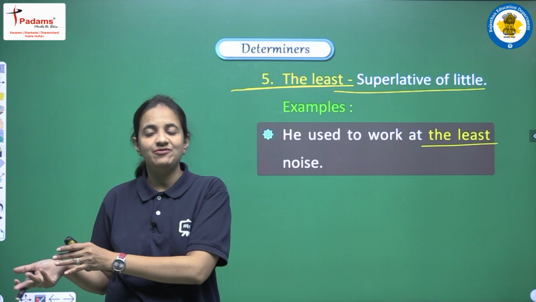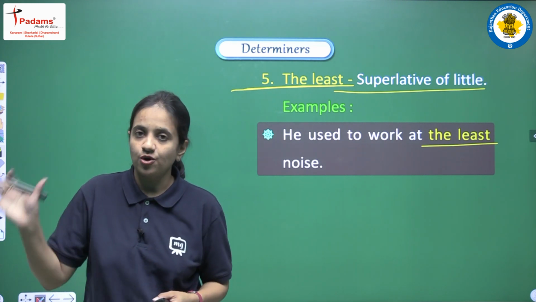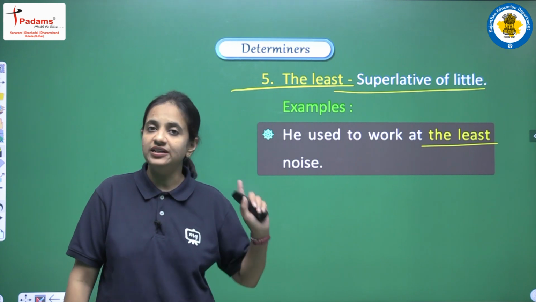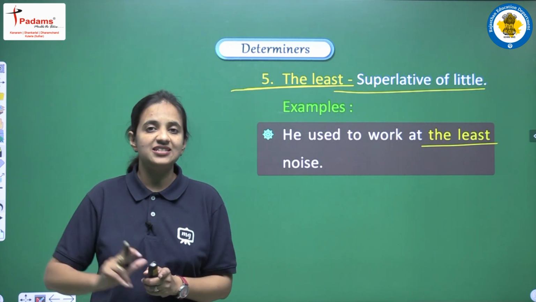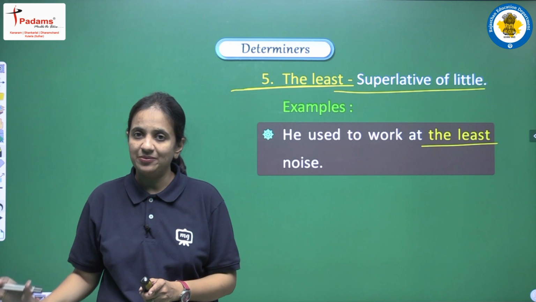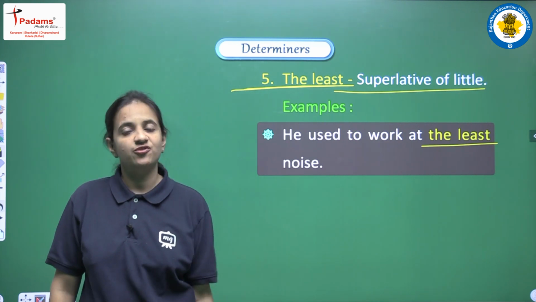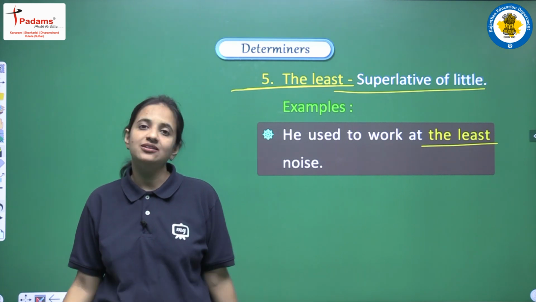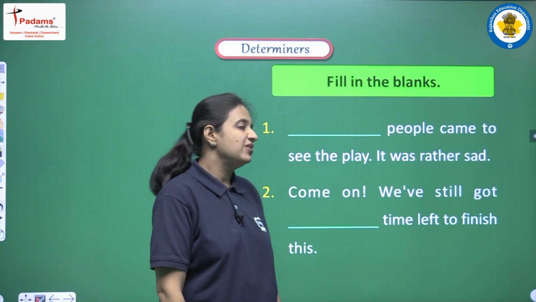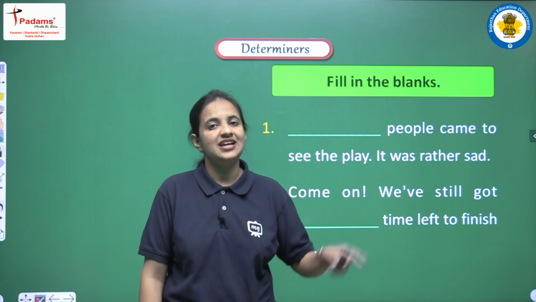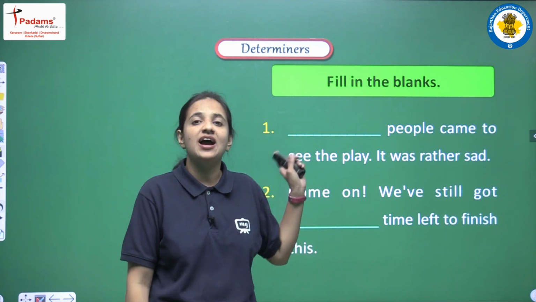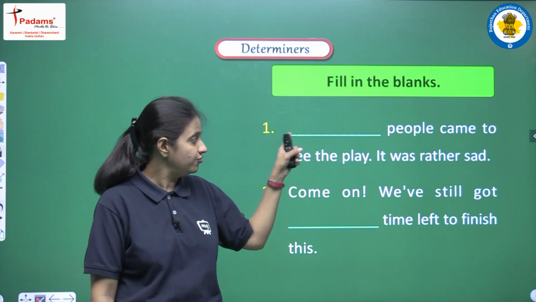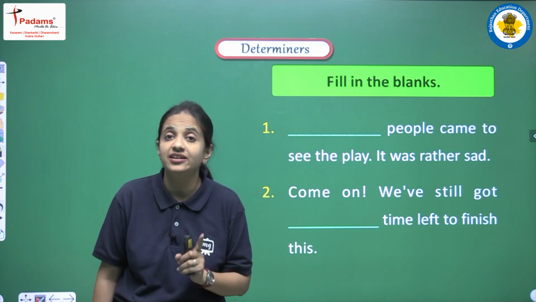In the first category we had 5 determiners of the few family, and in the second category we had 5 determiners of the little family. The basic difference is that the few family is used before countable nouns and the little family is used before uncountable nouns, and we have discussed the individual uses as well. Okay. So now we have discussed all these determiners, and now we have a practice exercise. We have some sentences. We have to read the sentence and then fill the blanks using the appropriate determiner.